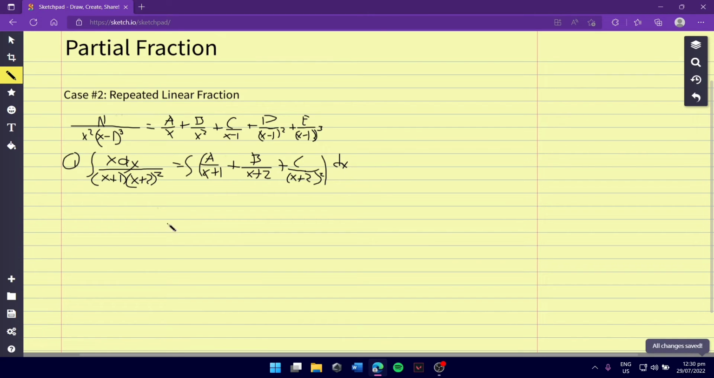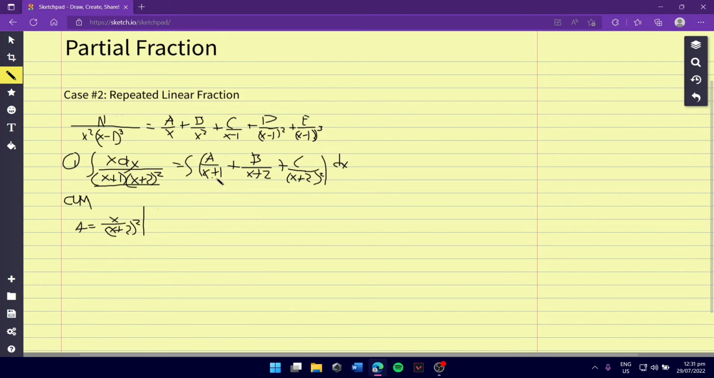So we will use our cover up method. By using the cover up method, we can only solve for our a and c. Why? Because we have only a and c as the given. So x plus 2 here is not given. So for a, we will cover up the x plus 1. So we have x over x plus 2 quantity squared.